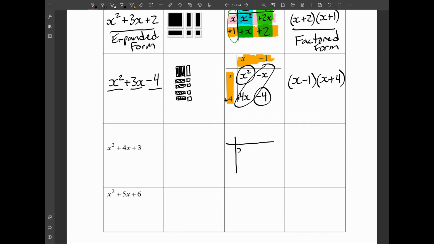So I'm going to put the x squared tile here, and I'm going to put the plus 3 here. Okay, because I know those go in those corners. They always do. The tricky part now is this guy, the middle tile. What I need to do is break those up so that when they add up, they'll add up to 4x. But I also need to make sure that they're going to give me something that multiplies to this guy right here.